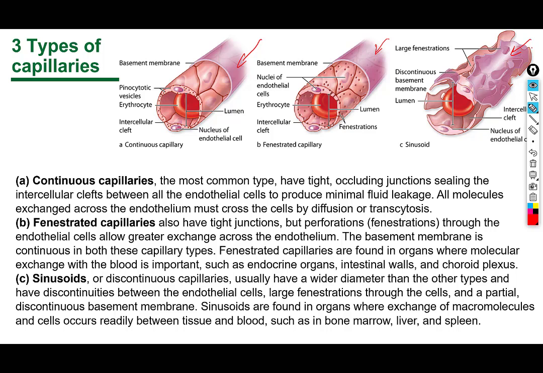So this is found in organs where a large amount of exchange between the blood and tissue is required. So you see these in bone marrow, in the liver, and in the spleen, and that's really about it. They're relatively uncommon elsewhere.